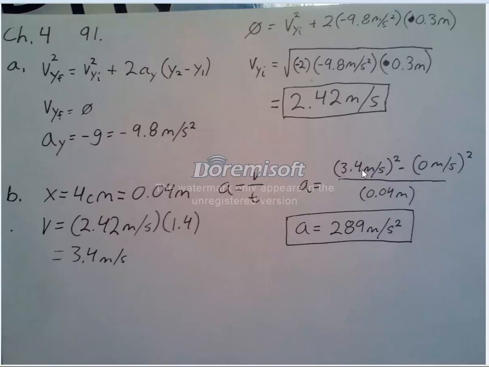So we got delta v, which is the final velocity minus the initial velocity, and the distance right here. And we solve for acceleration, which would be 289 meters per second.